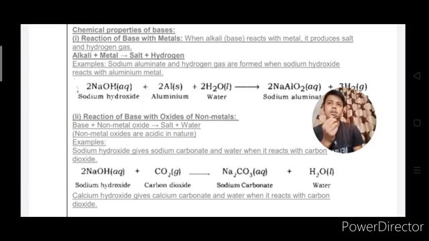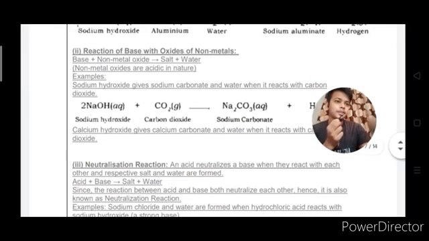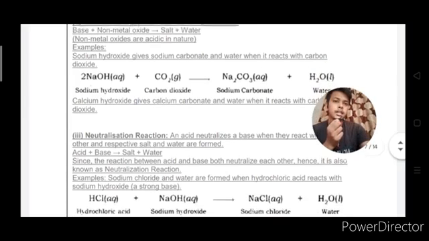Reactions of bases with metals: whenever a base reacts with a metal, it forms a salt plus hydrogen. Sodium aluminate and hydrogen gas are formed when sodium hydroxide reacts with aluminum metal. Sodium hydroxide gives hydrogen gas and sodium zincate when it reacts with zinc metal. You can replace the metal and the salt will change accordingly. You can also perform experiments to do this type of reaction.